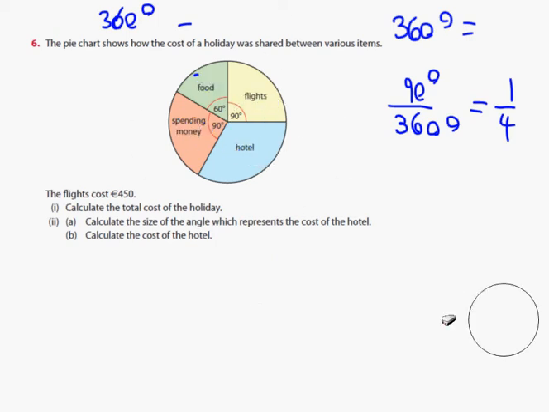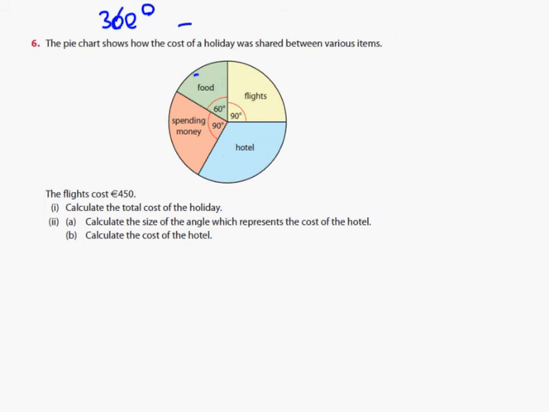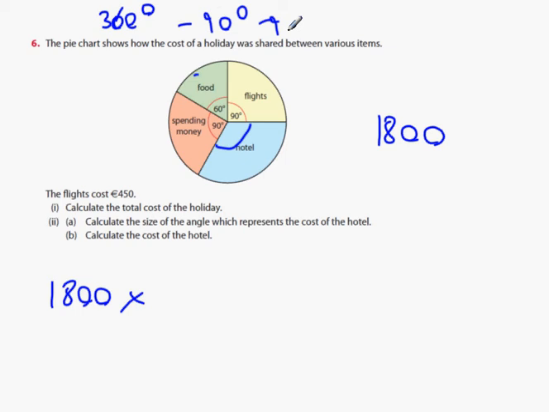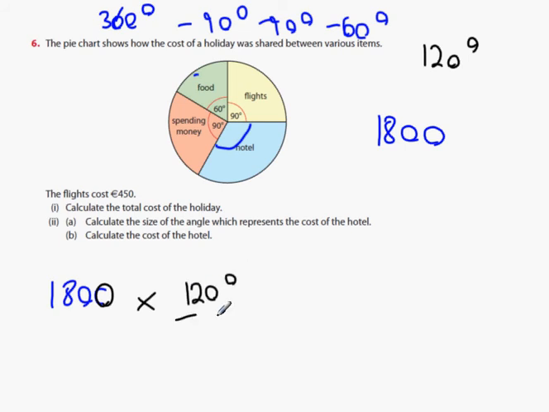Another way of doing it is like this. You find out what your total amount is. We found our total amount to be 1,800. Upon getting the 1,800, you multiply that by the fraction the hotel represents. That represents 360 minus 90 minus another 90 degrees minus 60 degrees, which gives me how much? 120 degrees. You multiply your 1,800 by 120 degrees divided by 360, because 360 is the full circle, and 120 is this part of the circle.